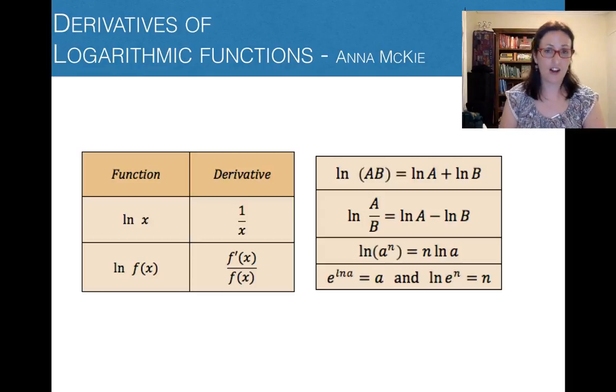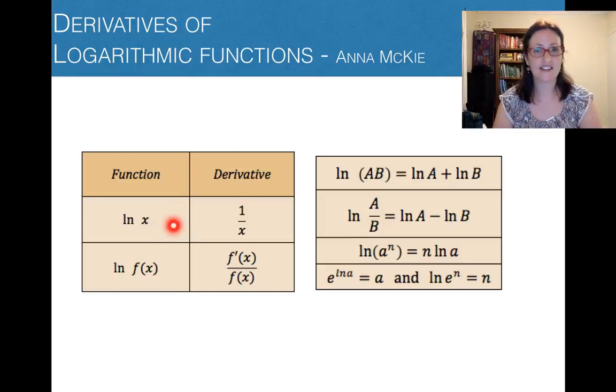So here are our rules. Reminder for my students, make sure you're writing all of this down into your notebook. If we have the function ln x, now ln is a natural log with base e, then the derivative is nice and simply 1 on x. If we have ln f of x, so some form of a function, you differentiate the function over the function. So every time you differentiate a log function, the log or the natural log disappears.